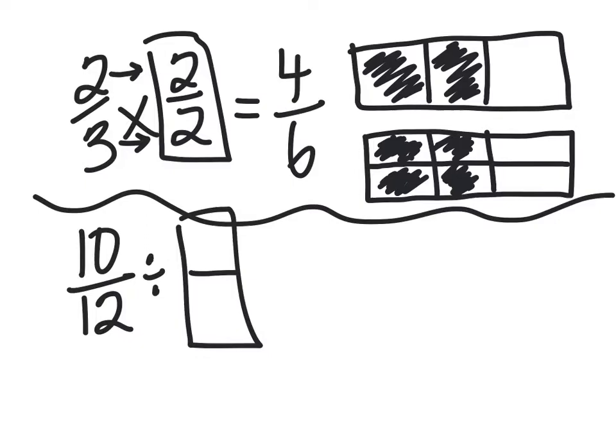So if I look at 10 and 12, the only thing that can equally go into both is 2 over 2. So I'm going to divide it by 2 over 2. Again, this goes back to math facts. 10 divided by 2 is 5. 12 divided by 2 is 6. And so now I have an answer of 5/6. 5/6 is the same thing as 10/12. They are equivalent.